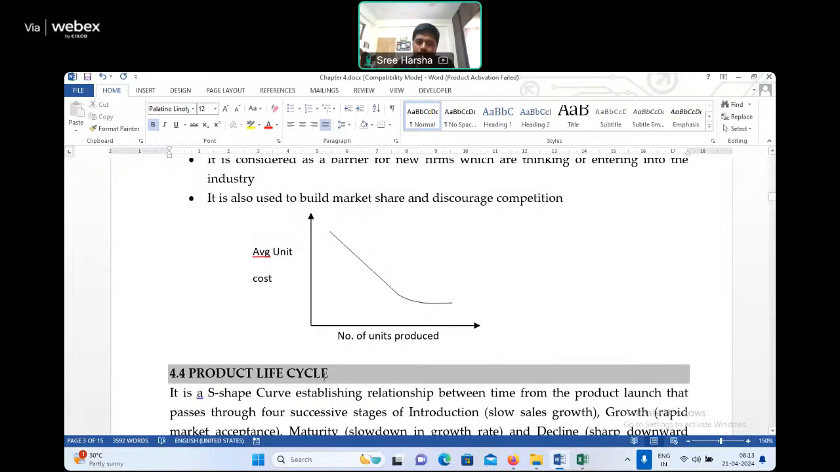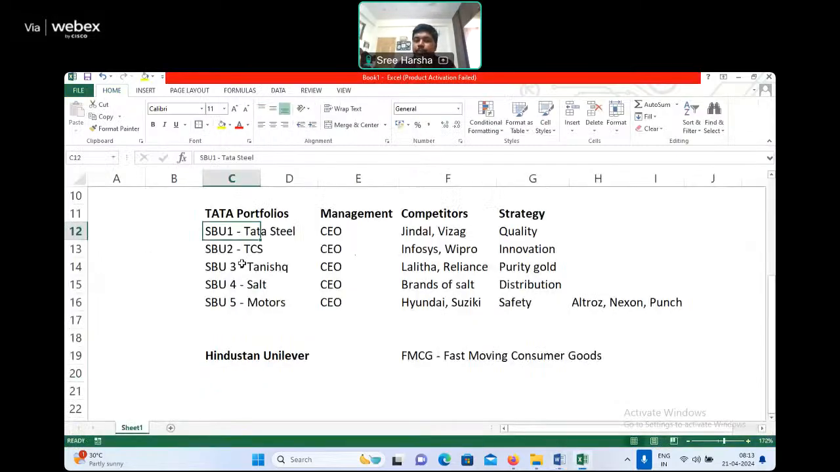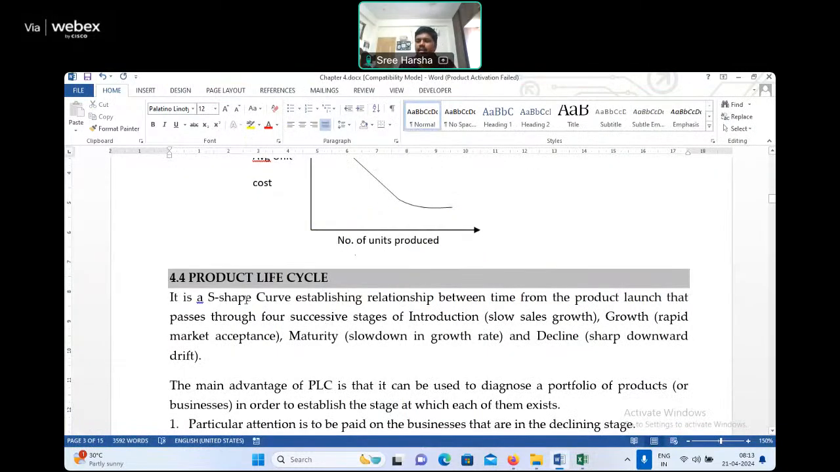Third term is also very simple. Product life cycle. In our portfolio, which means in our group, there can be multiple companies. There can be multiple businesses. We need to understand which business is in what stage. For example, there can be some businesses which will be in the initial stages. There can be some businesses which will be in the maturity stages.